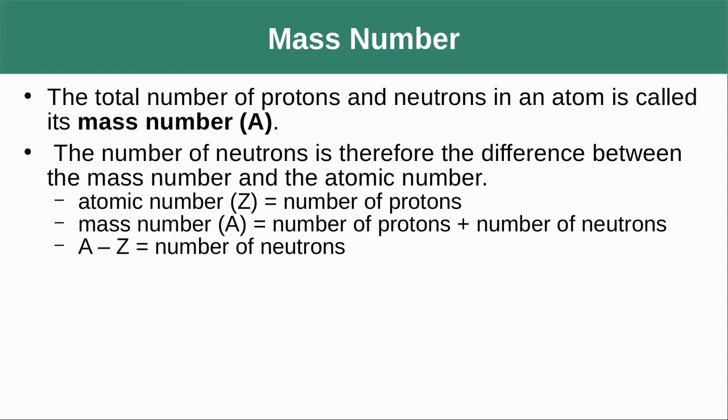So, in order to get the number of neutrons, what we need to do is subtract the atomic number from the mass number. Our atomic number is the number of protons, our mass number is the number of protons and the number of neutrons. Subtracting them gives us the number of neutrons.